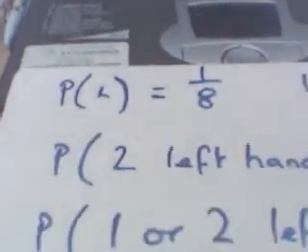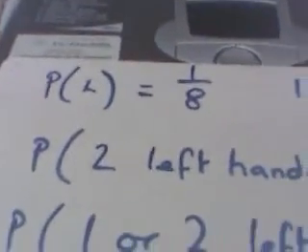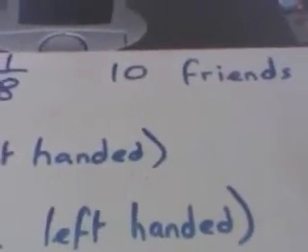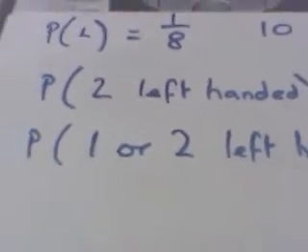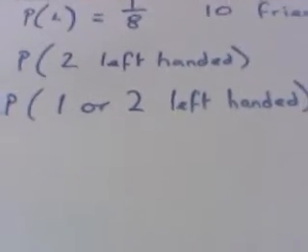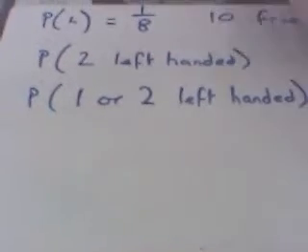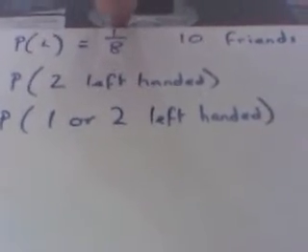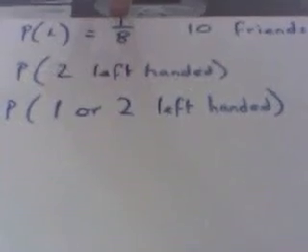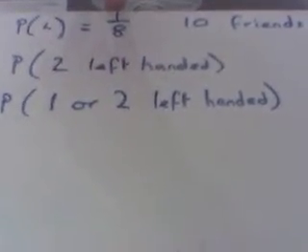Your turn now. The probability of somebody being left-handed is 1/8. There's 10 friends in a group. Find the probability that 2 are left-handed, and then find the probability that 1 or 2 are left-handed. So that's 1/8, 10 friends, 2 left-handed, and 1 or 2 left-handed.